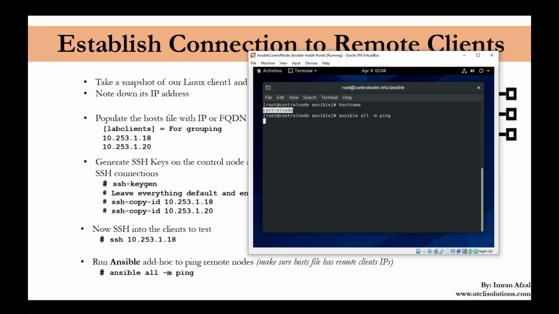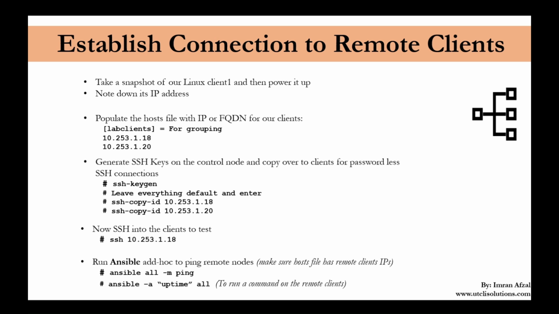This is our test to make sure that we could get to that remote client, and our test is successful. Beautiful. Right here it says success, and it's a ping and pong. So, congratulations, you have created a connection between your control node and your remote client. And you could also do ansible -a uptime all to run a command on the remote clients.